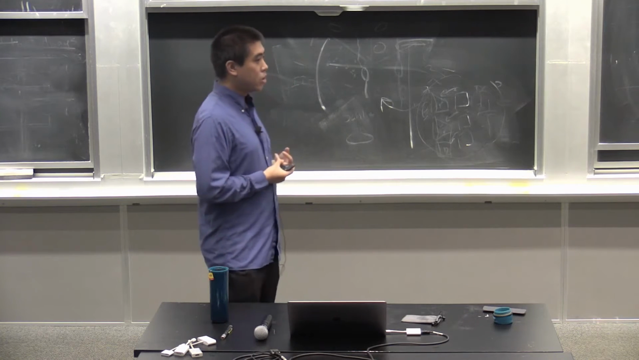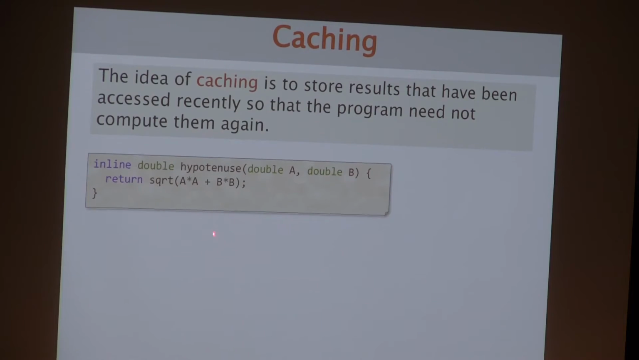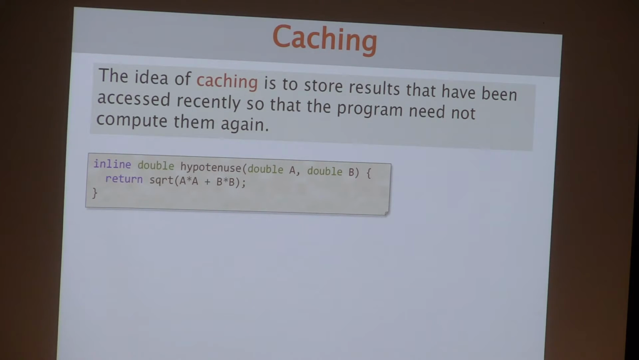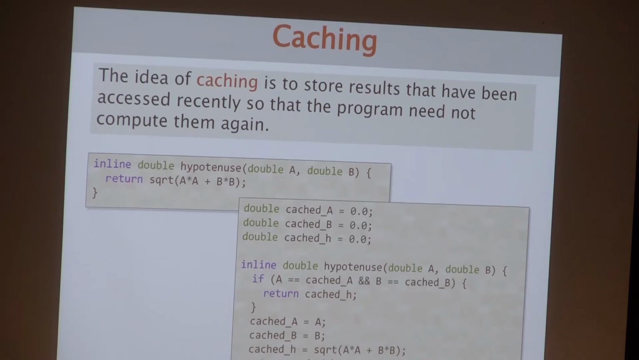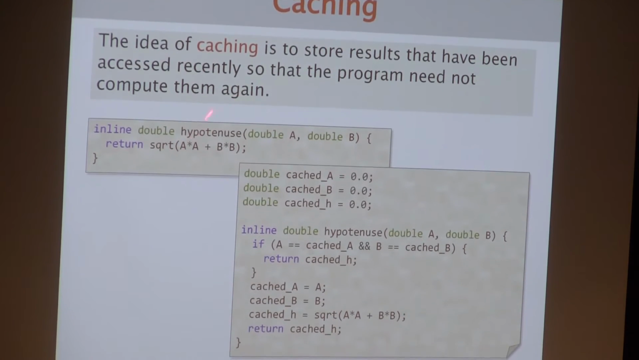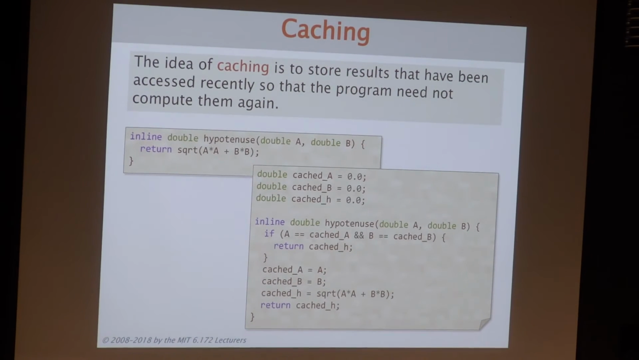So let's look at an example. Let's say we wanted to compute the hypotenuse of a right triangle with side lengths A and B. The formula for computing this is you take the square root of A times A plus B times B. Turns out that the square root operator is actually relatively expensive, more expensive than additions and multiplications on modern machines. So you don't want to have to call the square root function if you don't have to.